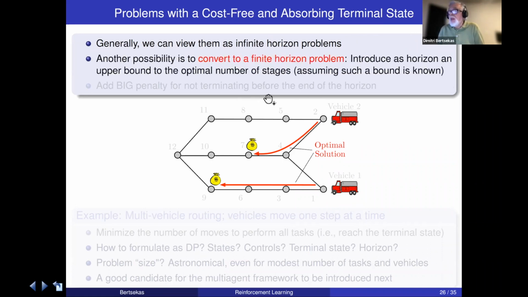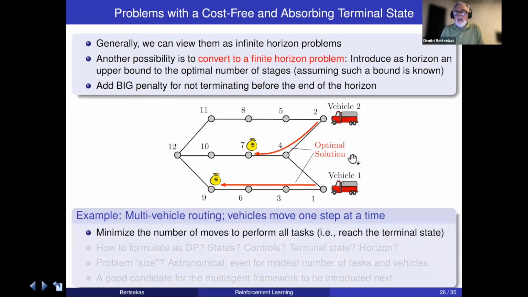But there's also another possibility: to convert the problem into a finite horizon problem by introducing as horizon an upper bound to the optimal number of stages, assuming that you know such a bound, and then add a big penalty for not terminating before the end of the horizon. In other words, you try to discourage trajectories that run you beyond the end of the horizon. That will also work for some cases. And let me give an example of this.